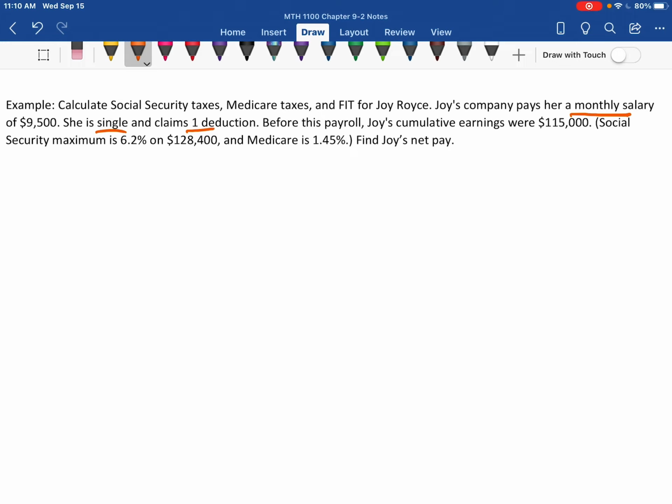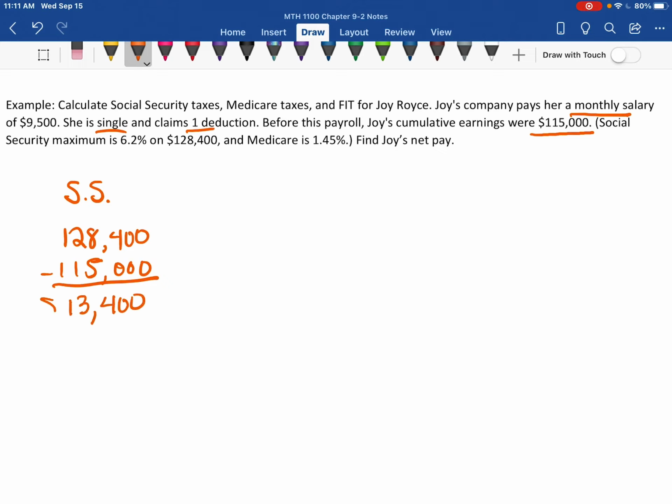All right, so first, let's find her Social Security. So it says in the problem that her earnings so far is $115,000. So we want to see what's left of the base after we subtract it off. So for Social Security, the base is $128,400. If we subtract off her $115,000, what's left is $13,400.